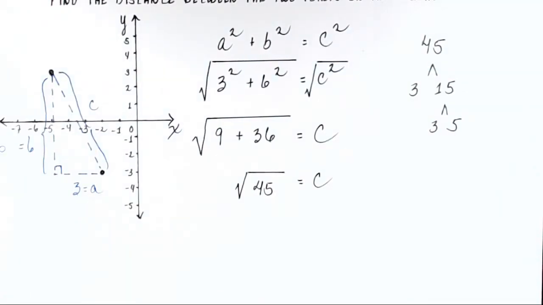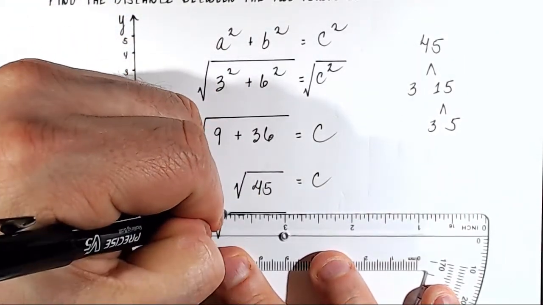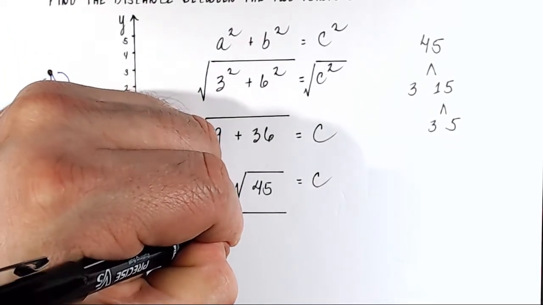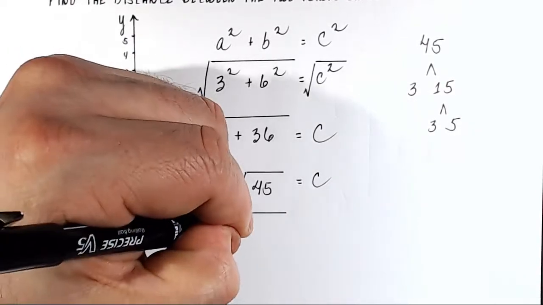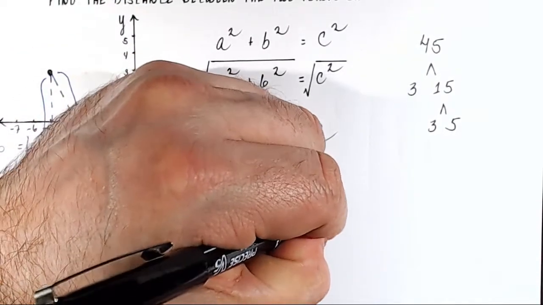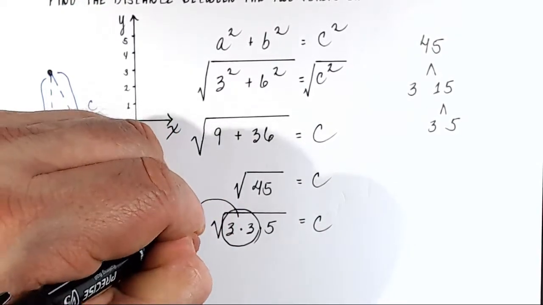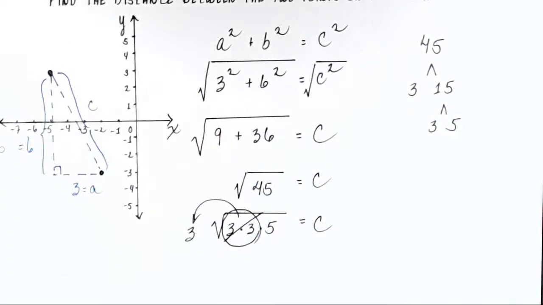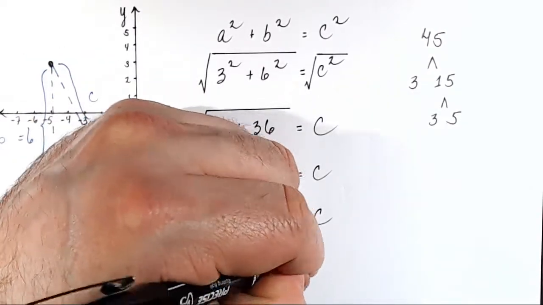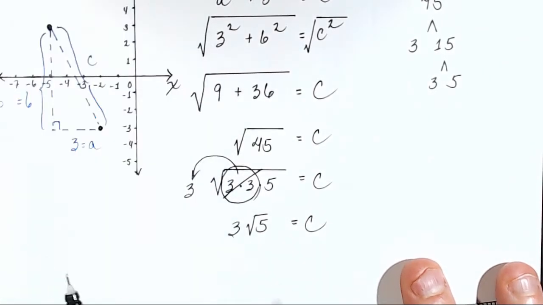So I can rewrite this square root as the square root of the individual pieces. 3 times 3 times 5 equals C. I have two 3's right here, so I can pull out one of them, and that cancels the 3's on the inside, leaving me 3 square root 5 equals C. Okay, so I know the distance now between these 2 points. It's 3 square root 5.